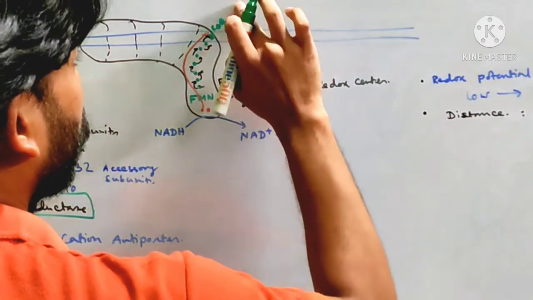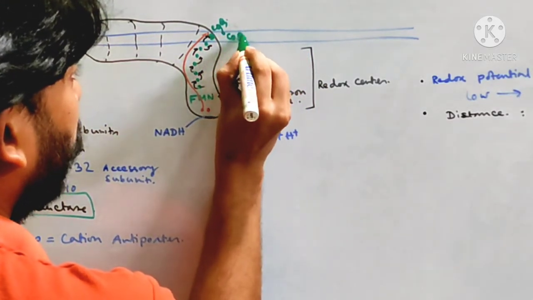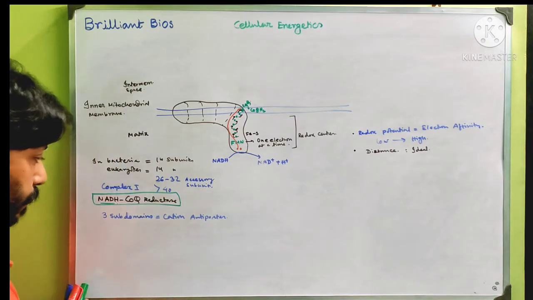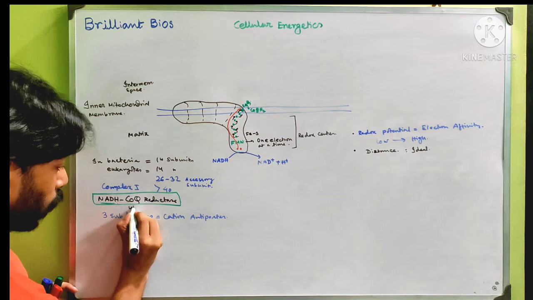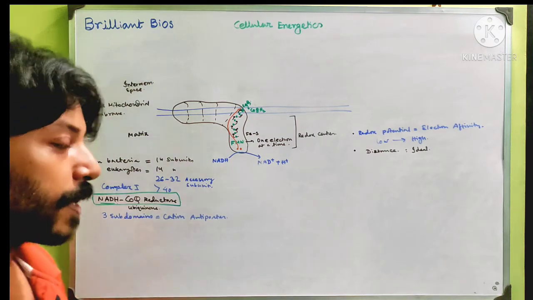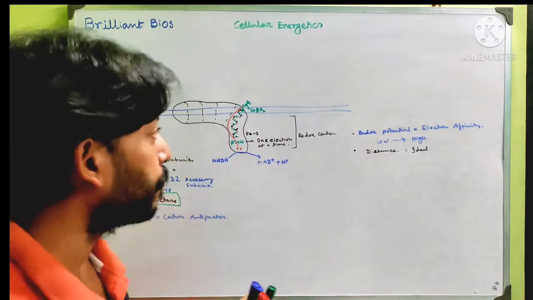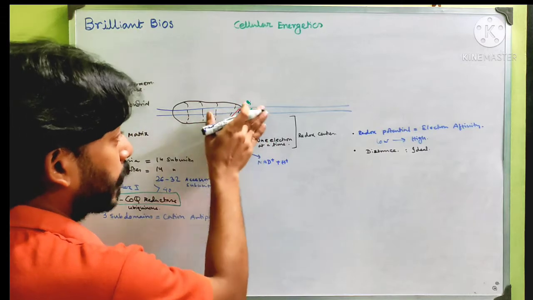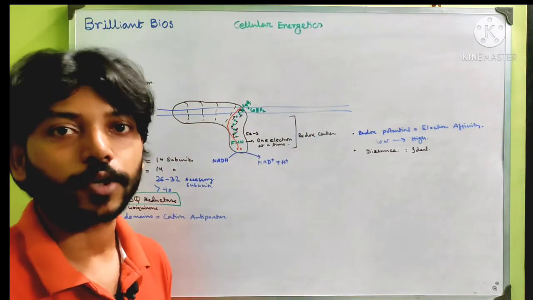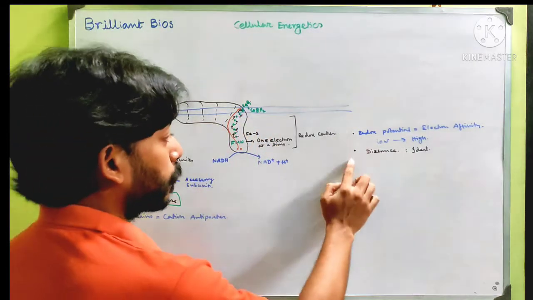CoQH2, I am writing in this membrane. Why? Because CoQ means ubiquinone, which is a lipid soluble molecule that can go through the membrane. So this molecule can pass through the membrane, and ultimately this CoQH2, this ubiquinone, reaches complex 3. So this is the whole story. So these 2 points you have to remember.